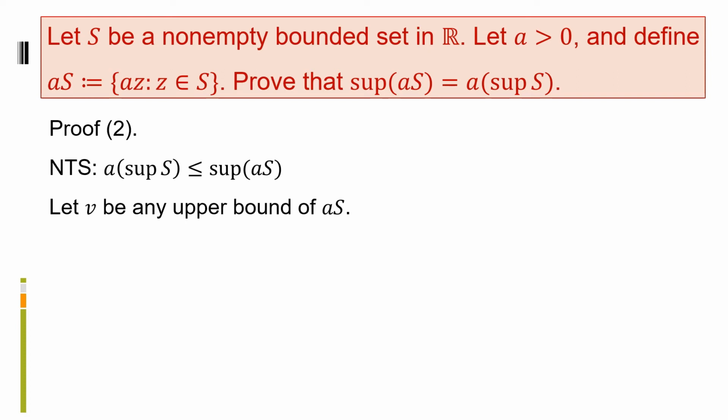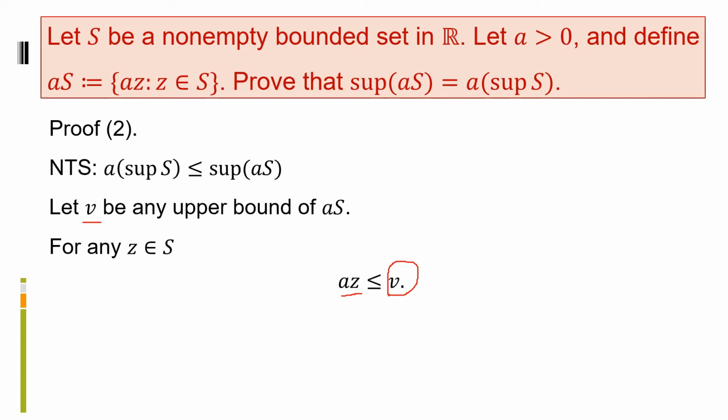So, we start by letting V be any upper bound of A sub S. So, what does this imply? Kung V natin ay upper bound ng A sub S, this means that for any Z na element ng S natin, AZ is less than or equal to V. So, whatever man naman nung AS natin, dapat less than or equal yun doon sa upper bound natin.